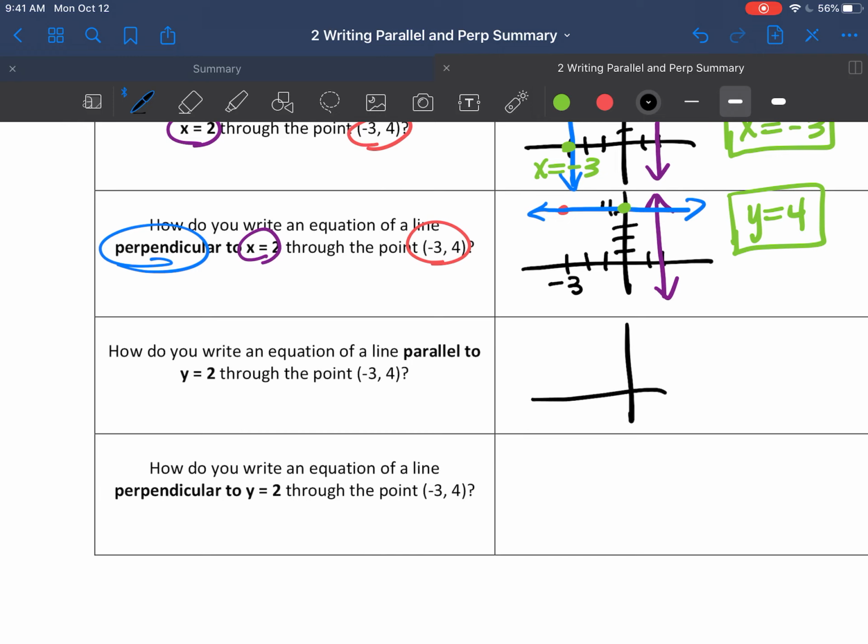Right, negative, kind of got carried away. -3, 4. In your graphs, these little sketches don't have to be perfect, just enough to help you answer. Okay, this time they have given us y equals 2. Y equals 2 is a horizontal line. And we want parallel. And so it is also a horizontal line, but it crosses at y equals 4.